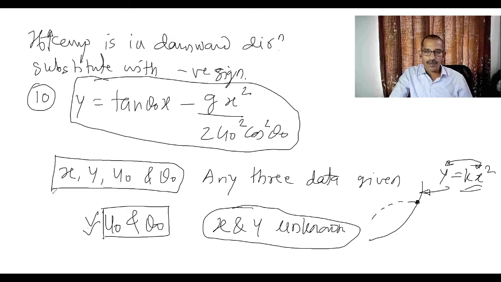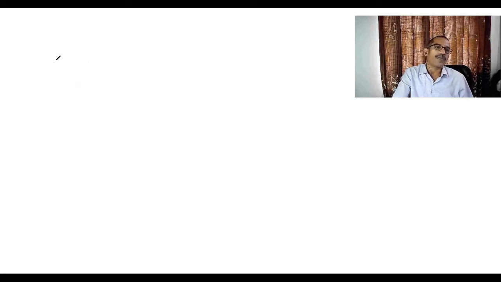That means out of four, if any three data are given, we will use the equation of path. Out of four, if two are given and a relation between x and y is given, then also we can use the equation of path. Always first check, while solving a problem, whether the solution is possible using the equation of path or not. Mostly 70% of problems can be solved using the equation of path. The next point is point number 11.